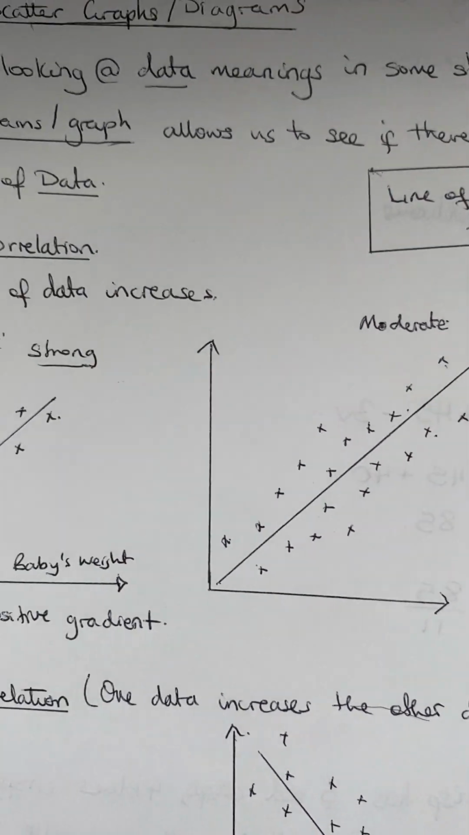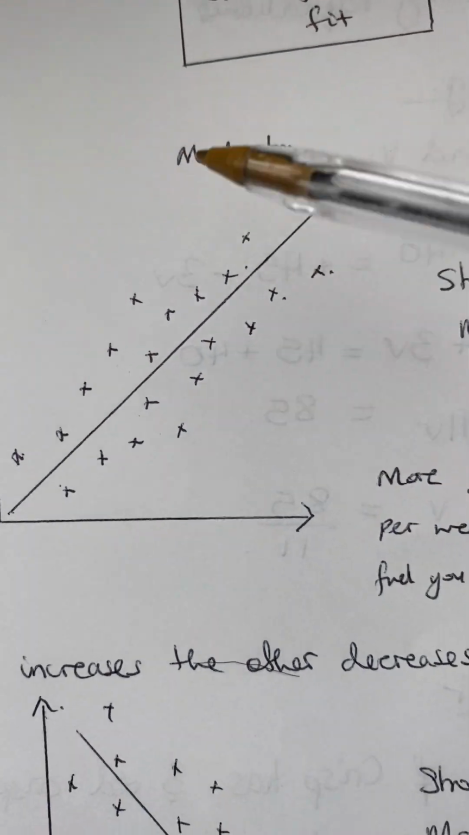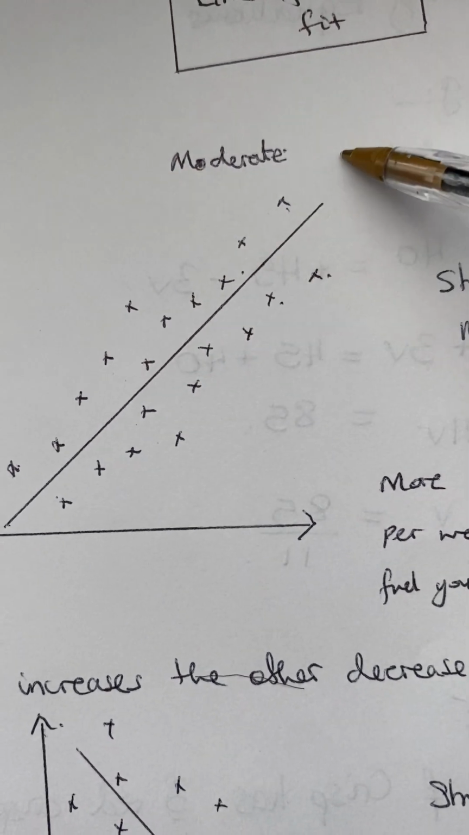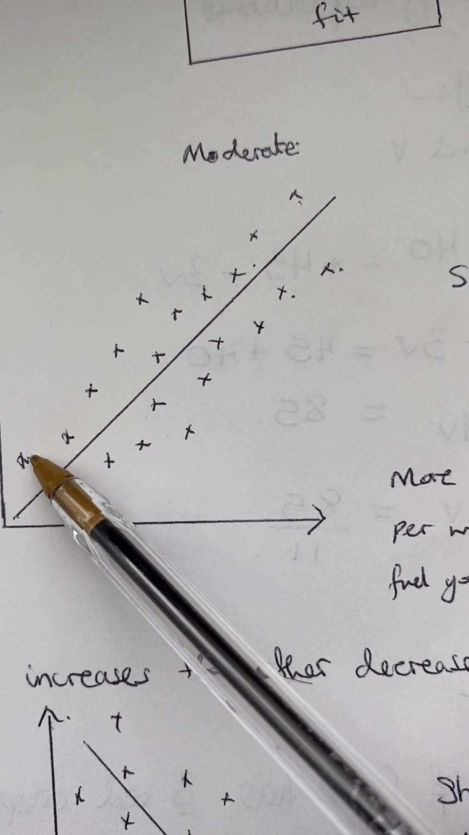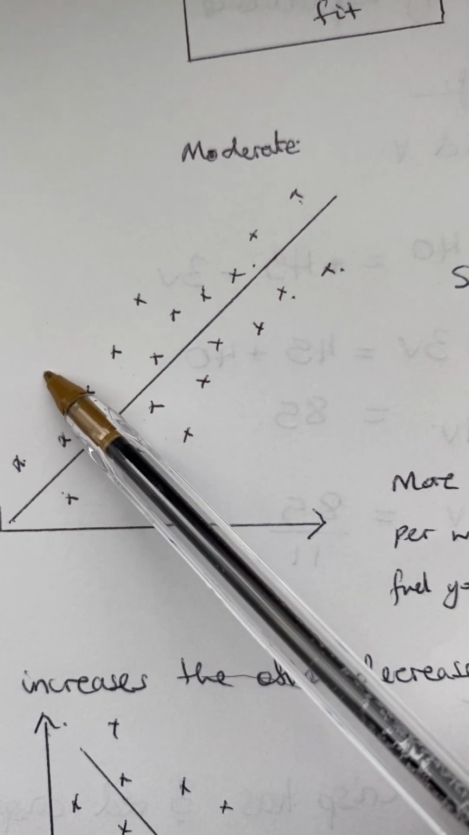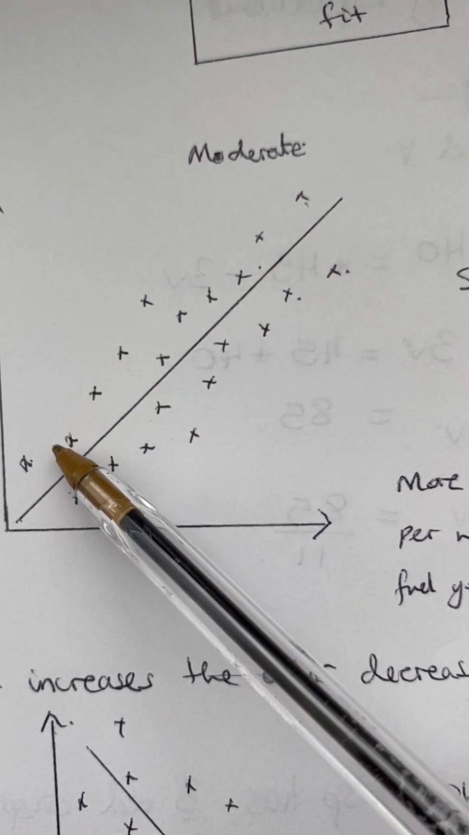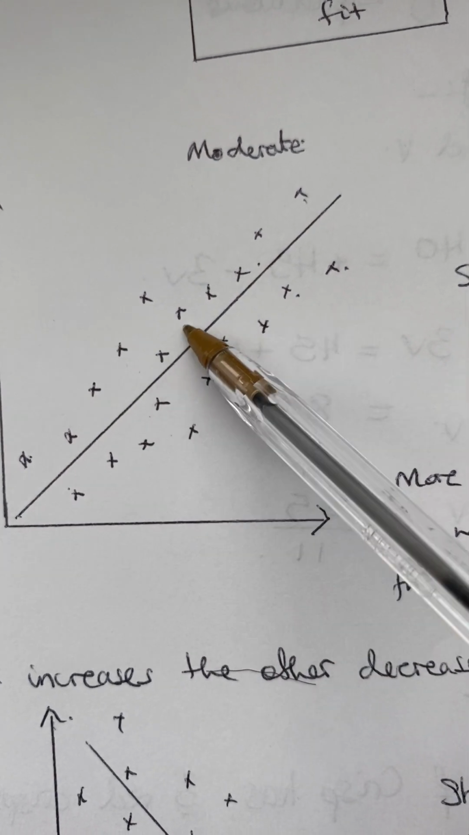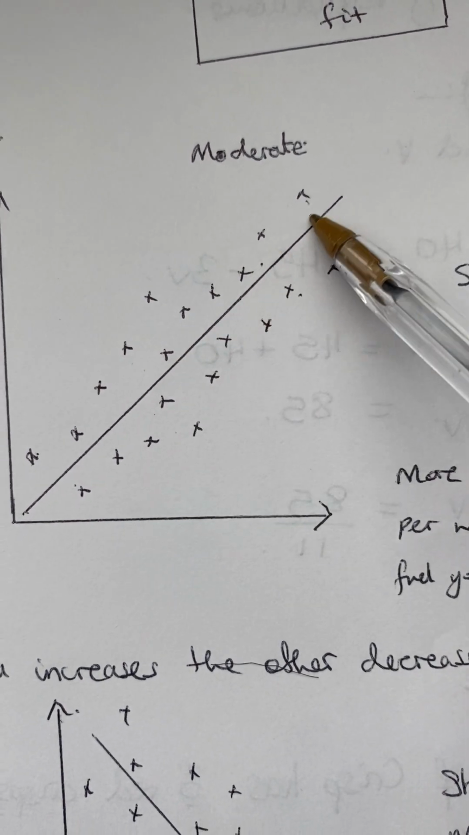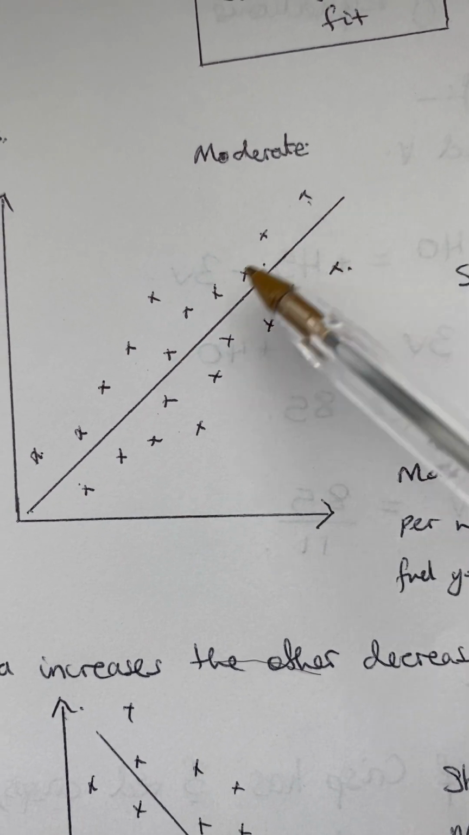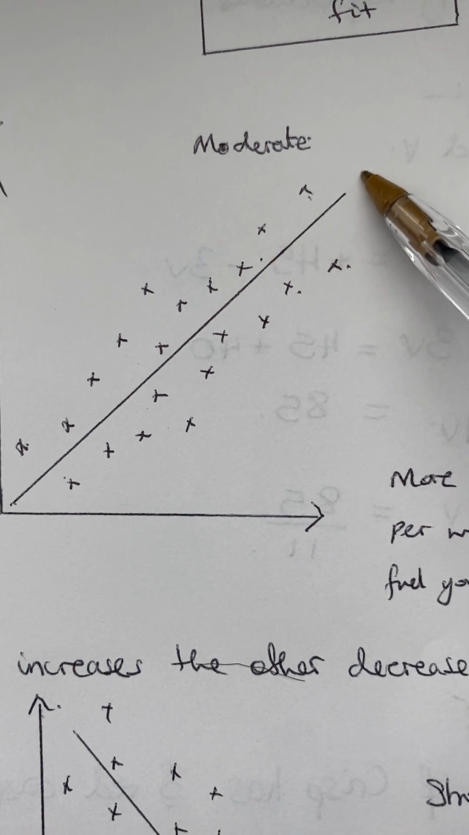Then we have the weak one as well, where the points are very far apart, but you can still see the trend: the line is going in this direction, in the positive direction. It's gradually increasing.